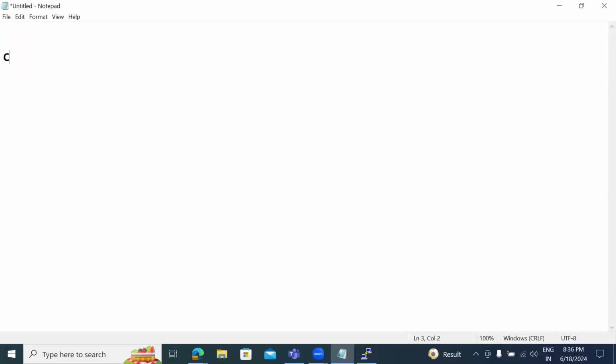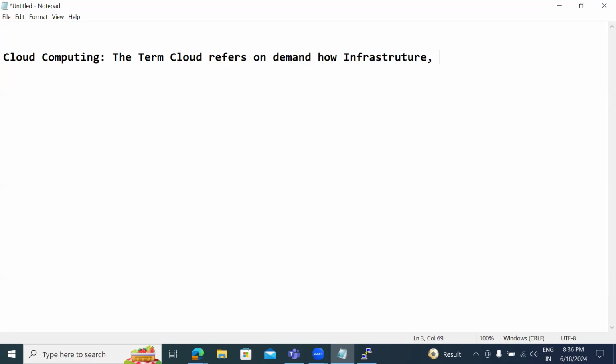What is your understanding of cloud computing? Okay. So the term cloud refers to on demand how infrastructure, platforms, softwares, and applications can be delivered to any device.